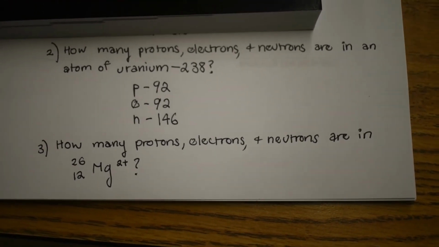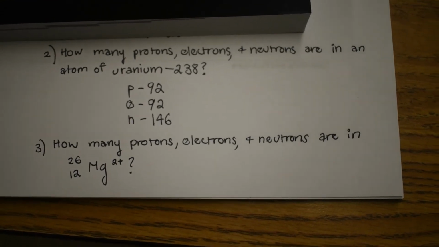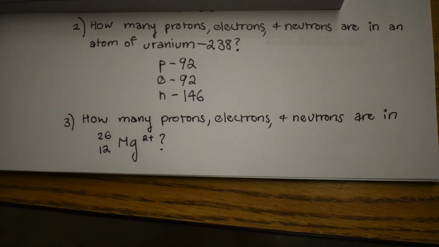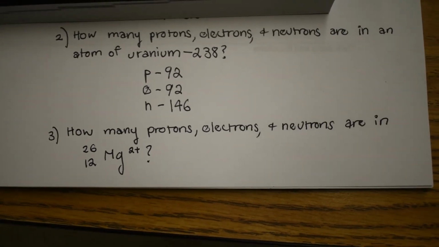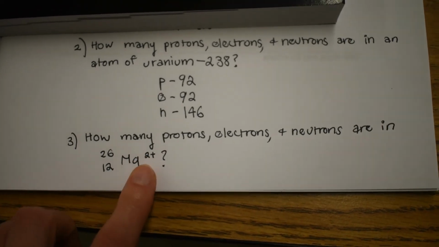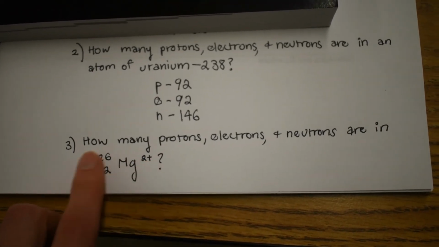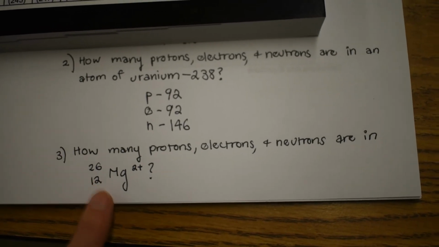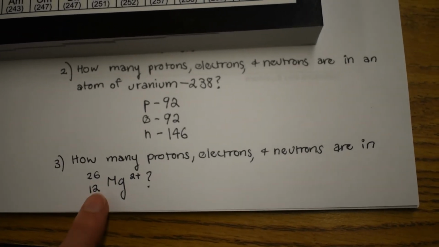Okay, last example says how many protons, electrons, and neutrons are in this isotope of magnesium. Now this one has a charge. It's got a positive 2 charge. So that means the protons and electrons aren't going to be the same. But let's just start with protons. So we know we're going to have 12 protons because the atomic number is 12.